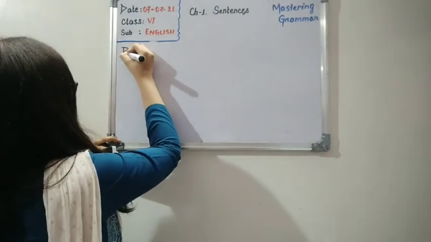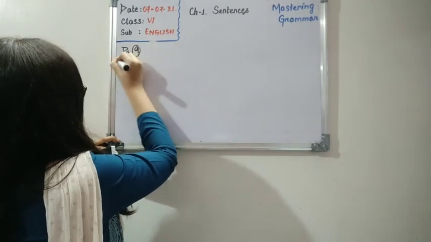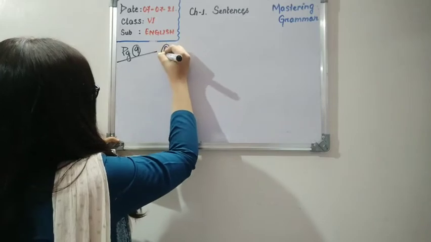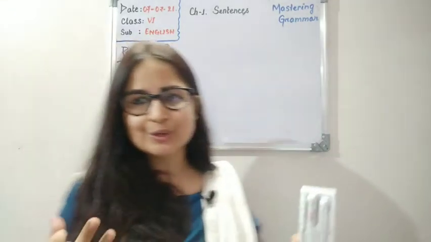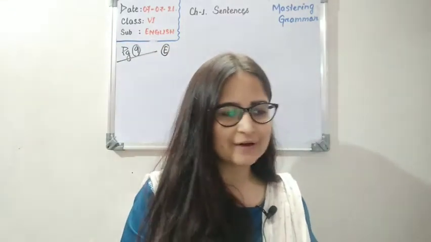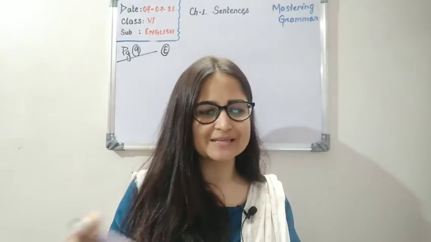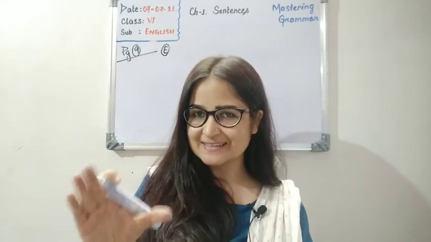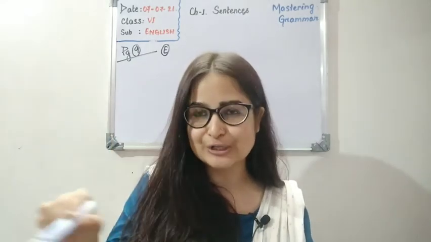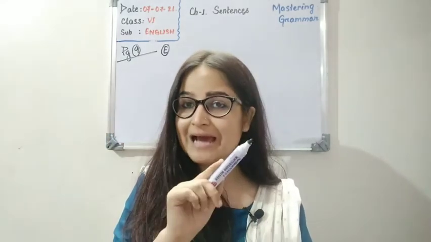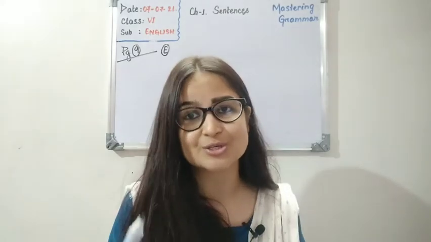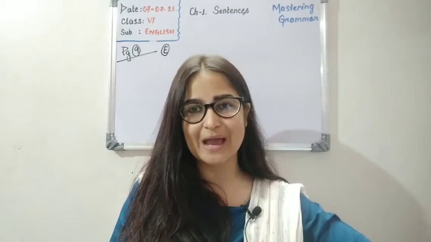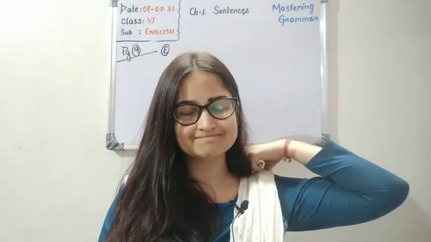Page number 9. And we have what? Exercise E. So we have been asked to identify the subject and predicate, circle the subject and underline the predicate. So what do you need to do? You have to write the sentence and circle the subject and underline the predicate. Read your instructions very carefully. They did not ask you to write it separately, but instead we have to use the symbols.